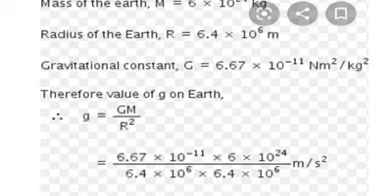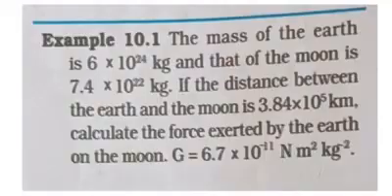By using these three terms, we will calculate gravitation on the earth. What is gravitation on earth? It is 9.8 meter per second square. These are the constant terms we should remember.